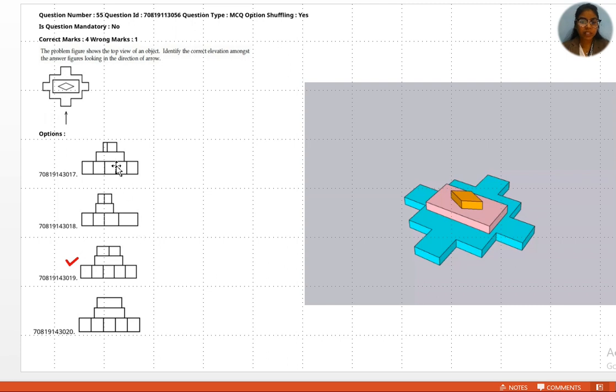Now we are left with A, C, and D. Now look at the difference between A, C, and D. There is a difference in this topmost block. See, here you have a line not just in between. Here the line is perfectly dividing the two parts, and here we have no line.